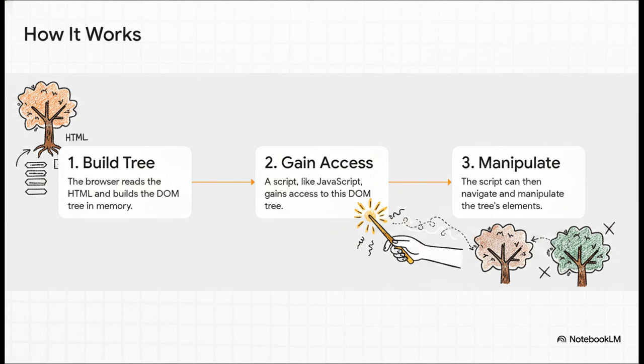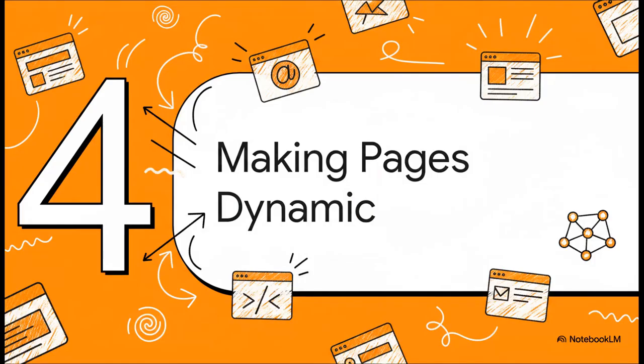The whole thing works in a pretty simple three-step process. First, the browser reads the HTML file and builds that DOM tree inside its memory. Second, a script running on the page gets access to that tree. And third, that script can now use the DOM's rules to work its magic, changing text, adding a new photo, or taking a button away completely. And the result of all this behind-the-scenes work? It's the dynamic, living web pages that we just take for granted every day.